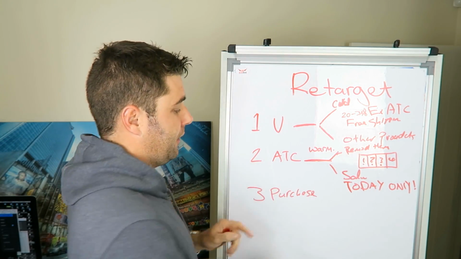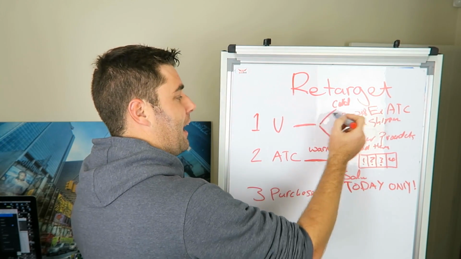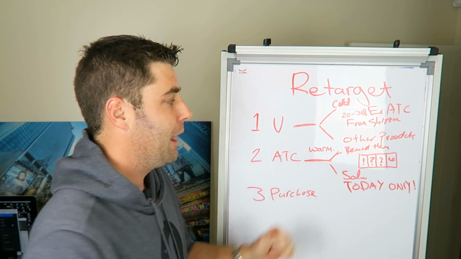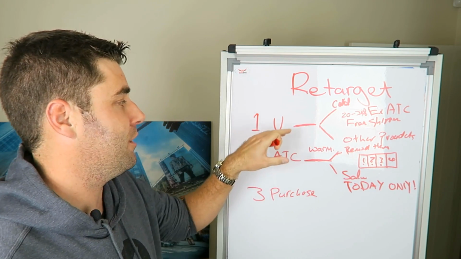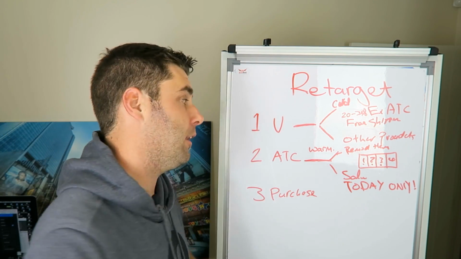So I'm going to get to the real good stuff in a second. This is the good stuff. We have the cold traffic, offer them a sale, offer them free shipping, offer them other products, because they might not be interested in that particular product, but they might be interested in other products, all right?